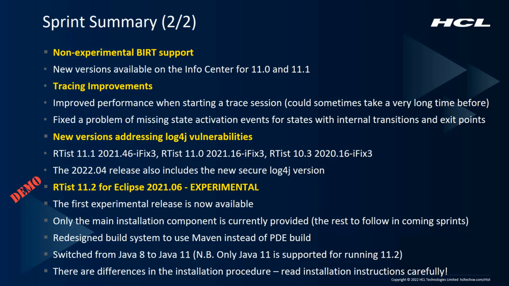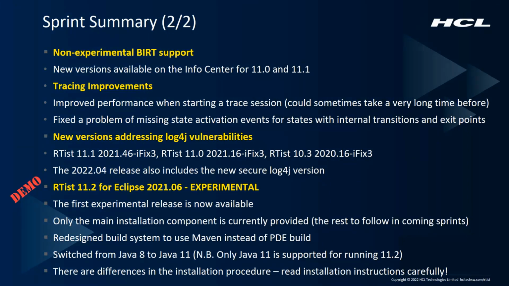Then, as most of you know, before Christmas there were vulnerabilities in the open source component log4j detected. And this triggered us to release a number of updates for older release tracks. So you have got updated versions of 11.1, 11.0 and 10.3. You can see the numbers here on the screen. And in the new release now, 2020-04, we of course also include the new secure log4j version. And if you're interested in exactly what version of log4j these fixes contain, you can see that on our info center.